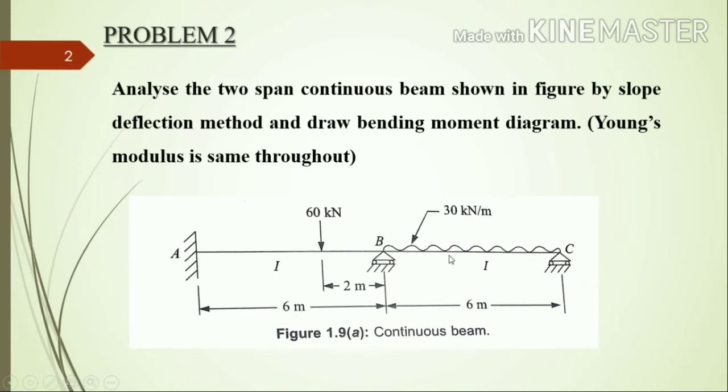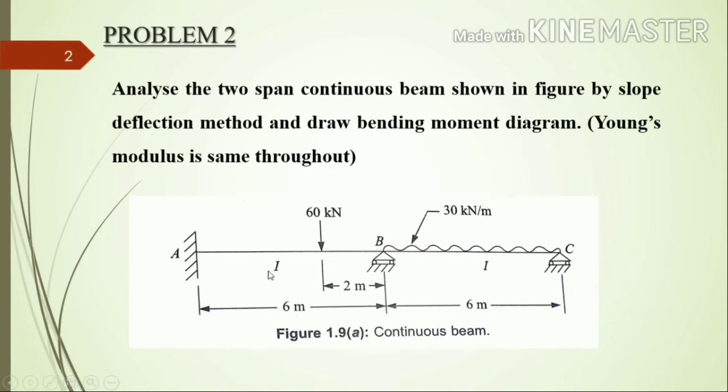Here ABC is a two-span continuous beam with a span AB of 6 meter and a span BC of 6 meter. Here in the span AB, a 60 kilonewton concentrated load is acting at a distance of 4 meter from the left side support A and 2 meter from the right hand side support B. Also along the span BC there is a uniformly distributed load acting, and the value is 30 kilonewton per meter.